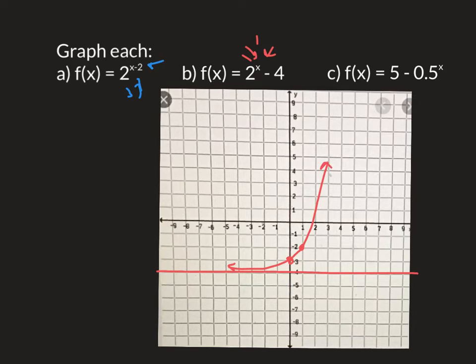No big deal. One more here on the slide. It says graph this one. It's kind of the backwards order. I'm going to rearrange it and write it this way: 0.5, which is really 1/2, by the way, to the negative x, plus 5.